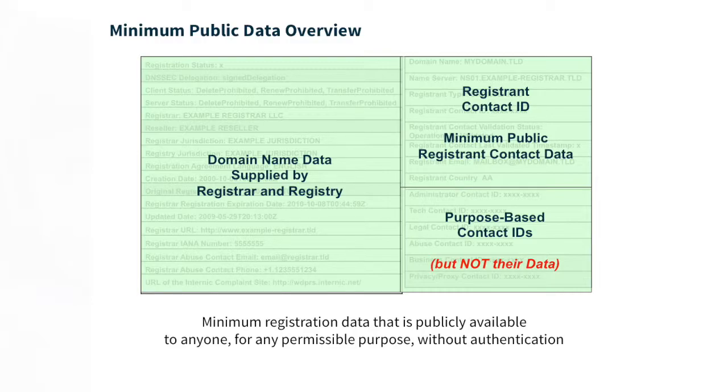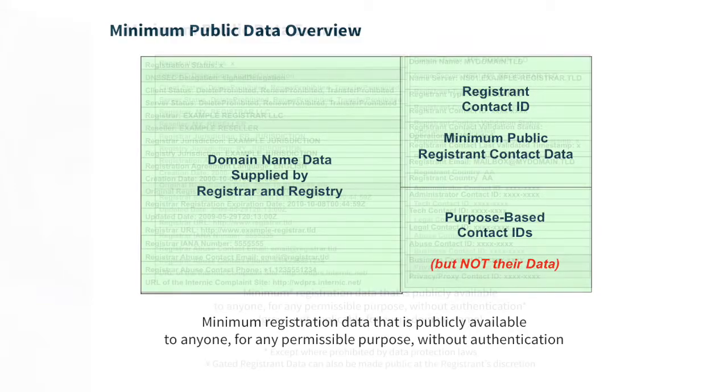A contact ID is just a unique number that can be used by an authorized user with a permissible purpose to look up contact data, name, and address details. No registrant or public contact data would be public by default, except for one email address supplied by the registrant, made public to satisfy many basic common DNS needs.